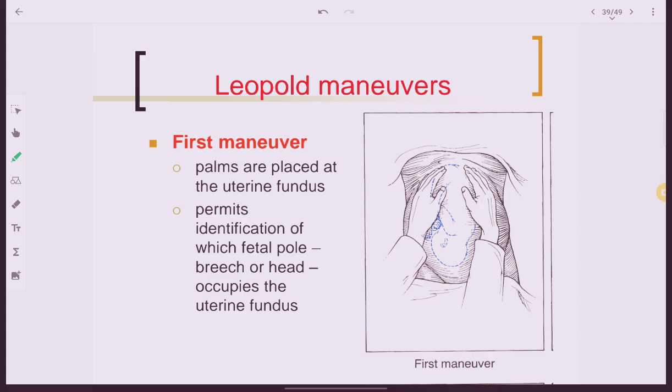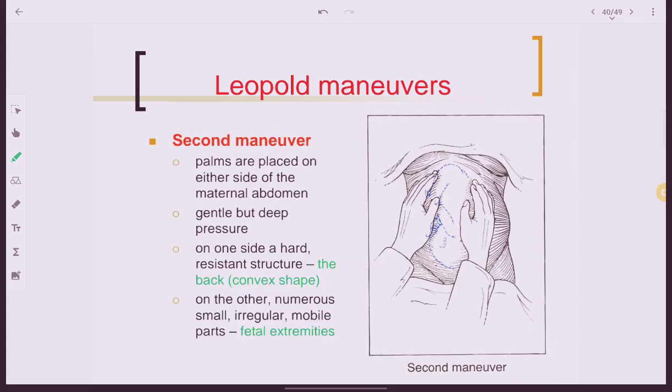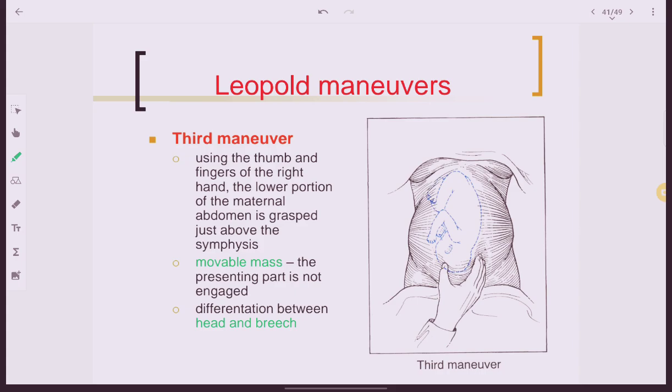So the first maneuver: palms are placed at the uterine fundus. We find the identification of which fetal pole, that is breech or head, occupies the uterine fundus. Second maneuver: palms are placed on either side of the abdomen with gentle but deep pressure. We find what the position of the fetal extremities is. Next is the third maneuver, where we find the movable mass, whether the presenting part is engaged or not.